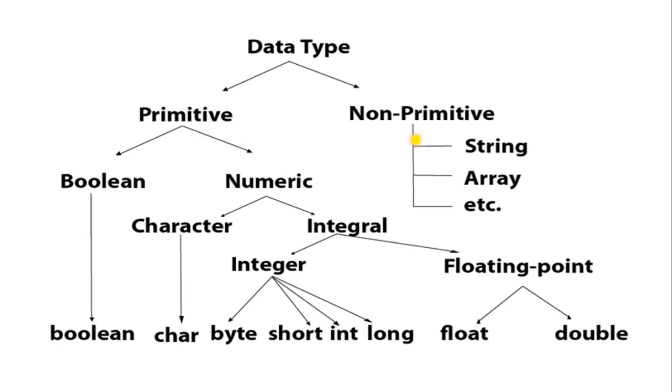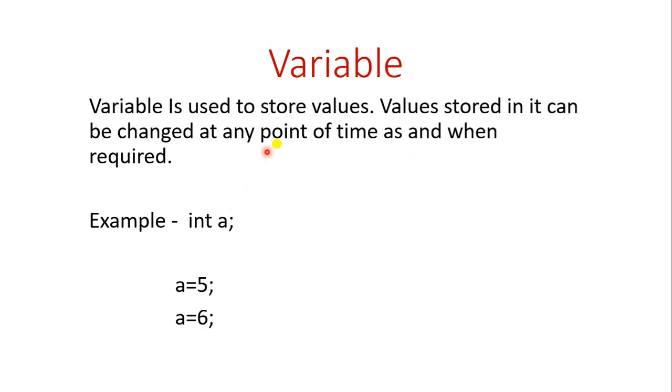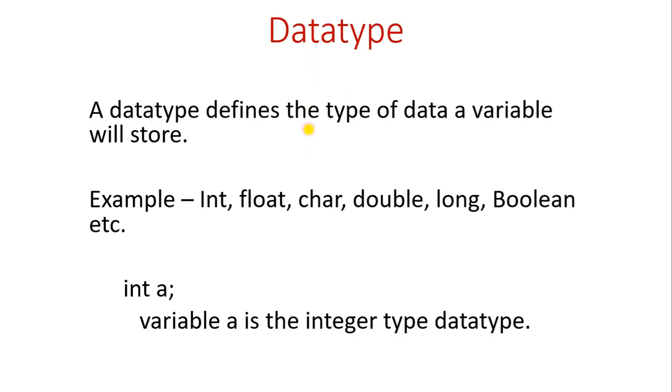So what primitive and non-primitive are, how they are categorized in different ways, and what the data types are. We have also seen in this video what a variable and a data type are. I hope you have understood this.